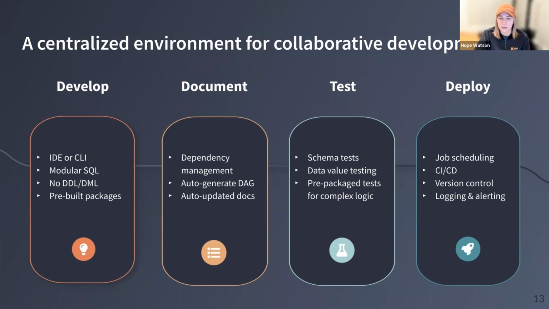For documentation, we have our automatically generated DAG, which stands for Directed Acyclic Graph, and that creates automated lineage so we can see everything from end to end in our entire pipeline. We can implement testing with just a few lines of YAML code. And then one of the most important, and probably one of my favorite areas, is deployment.